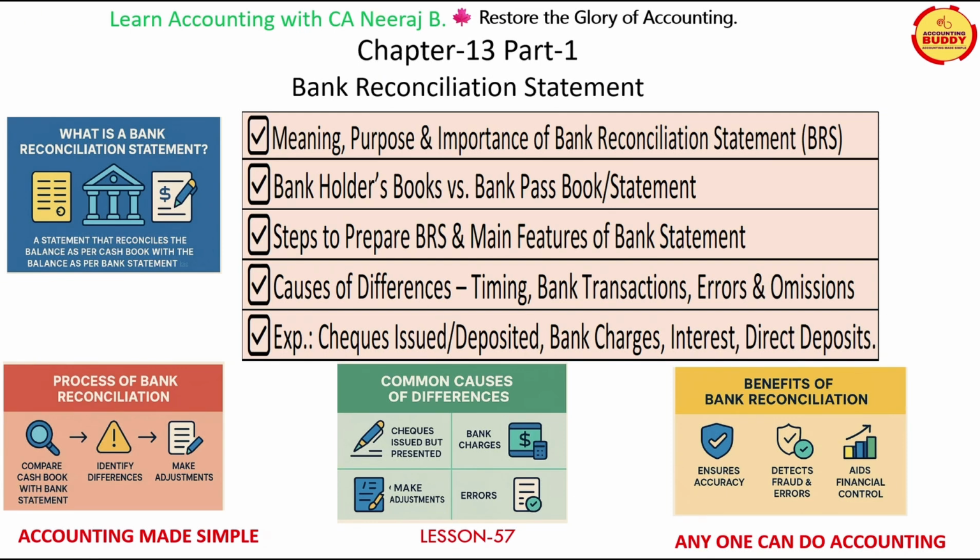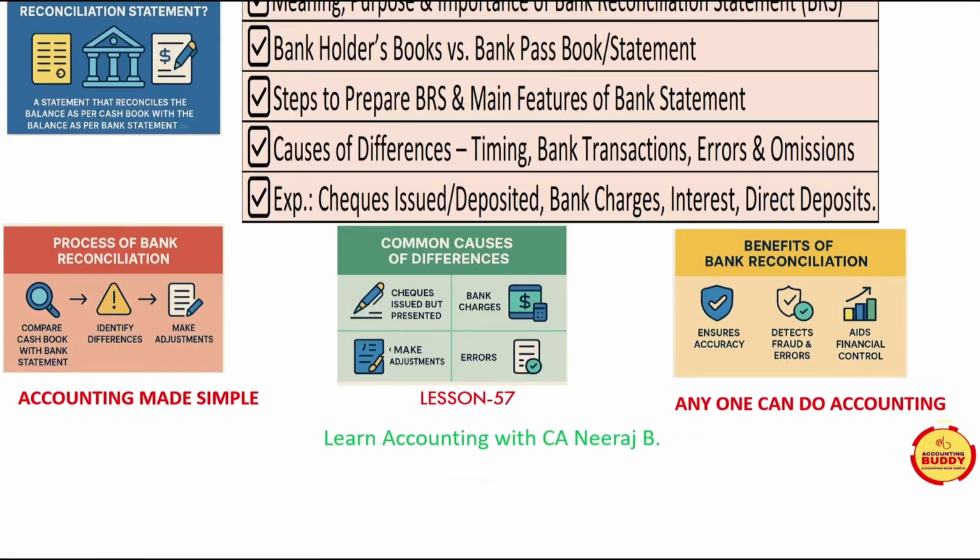We will also identify the common causes of differences between the cash book and passbook, including the timing issues and errors or omissions. And finally, we will see practical examples such as checks issued or deposited, bank charges, interest, direct deposits and payments. So let's begin part 1 of our journey into understanding bank reconciliation statement.